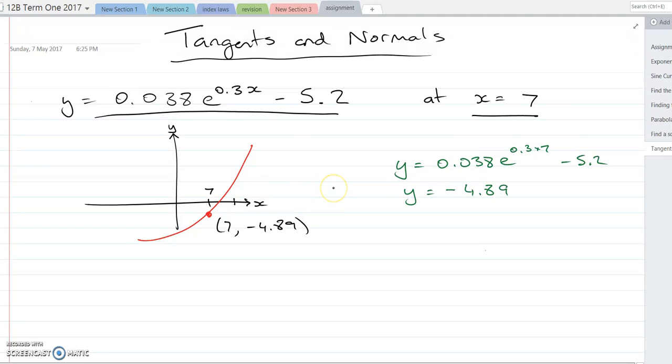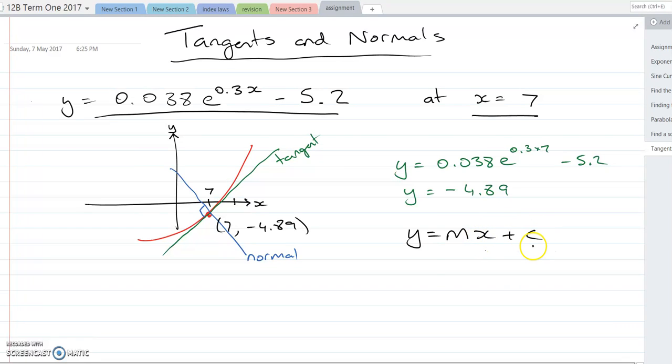A tangent is a line that has the same gradient at that point. It's going to look like that. This is my tangent, so that's the equation I need to find for that line. The normal is just perpendicular to that, like this. So this is the normal. These are straight lines, so they have y equals mx plus c.